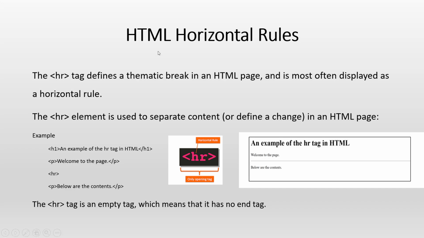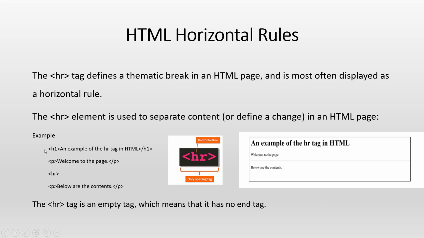Next, after that, we will see what the HTML horizontal rule is. Here, the HR tag defines a thematic break in an HTML page, and it's most often displayed as a horizontal rule. Before, what we have seen is that whenever we use the BR tag, the content is going to start from the next line. Here, whenever we use this HR tag, this line will be displayed. Okay, this line will be displayed.